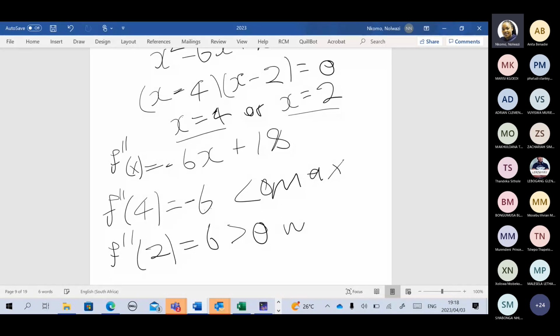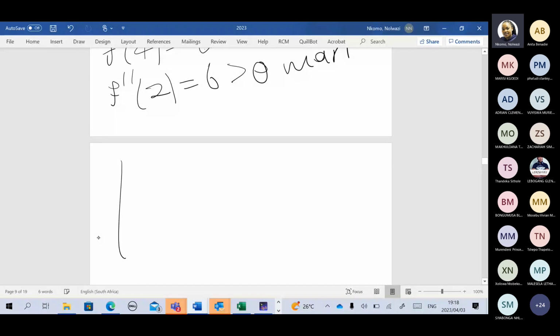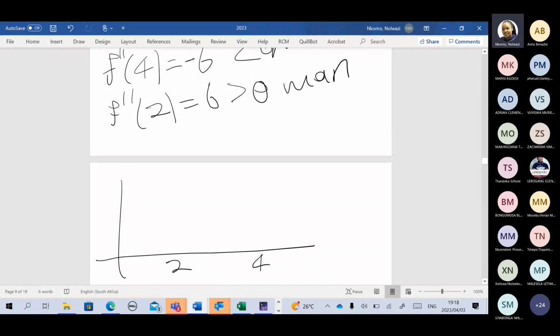So this means we have something like this. We have 2, we have 4. We said at x equals 2, this is a minimum point, right? And we said at x equals 4, we have a maximum point. If this is the minimum point at 2, and this is the maximum point at 4, that means we'll have something like this. Okay, this is our 4. We'll have something like this, and then it's a minimum and the maximum, right?